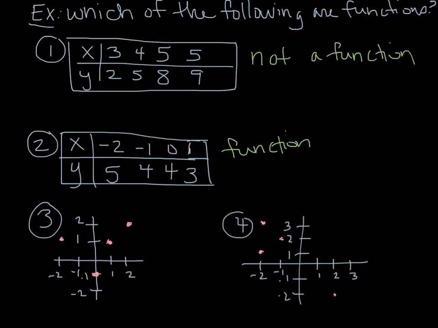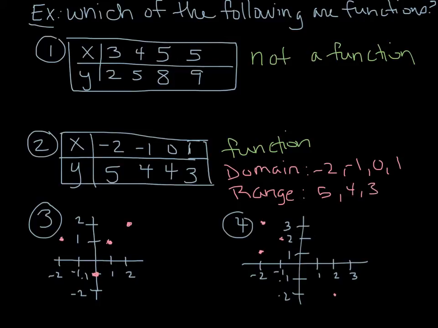And so then our domain and range. Remember, the domain is the possible values of x, so our only values of x are -2, -1, 0, and 1. The range is the possible values of y. We only have 3 of those. We have 5, 4, and 3. So you don't need to write 4 twice. You can write it as 3, 4, 5 if you want to write them in order. As long as you have them, you're fine.